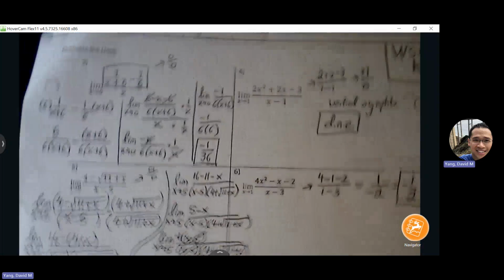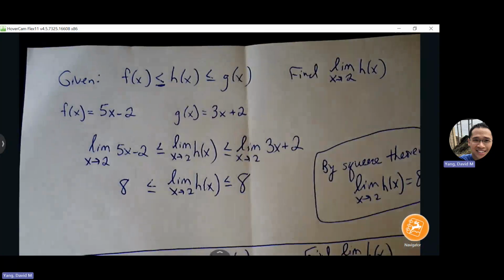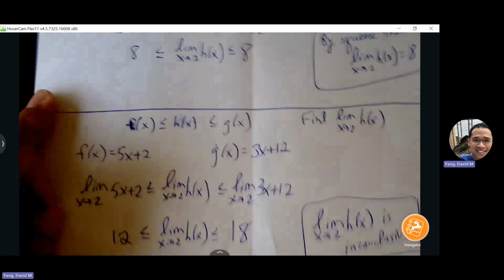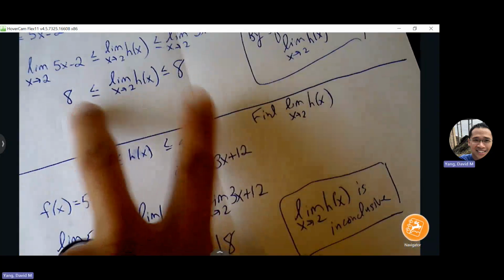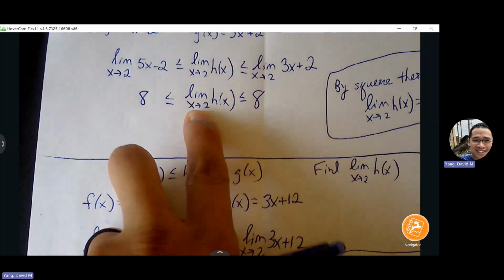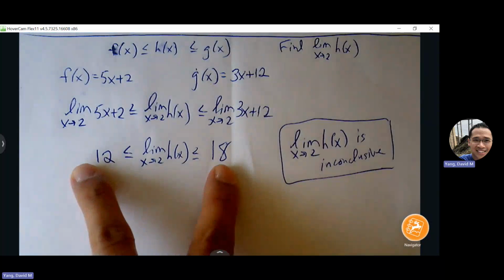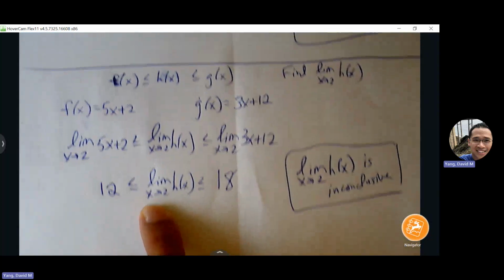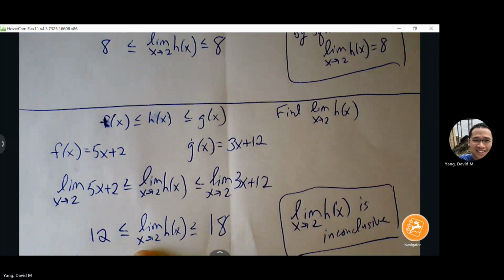Yeah, squeeze theorem. So I just did 2 examples here. This is one that works. This is one that doesn't work. So if it works, the outer numbers will be the same, which then you can make a decisive conclusion. If they're not the same, then you don't know what it is. But does this work?